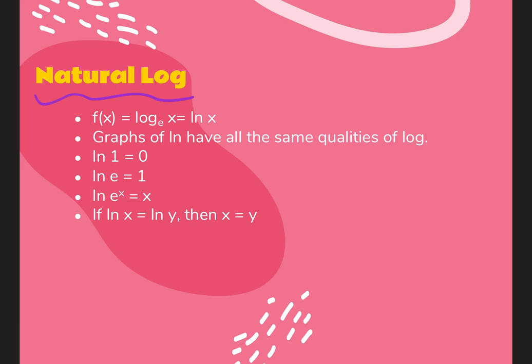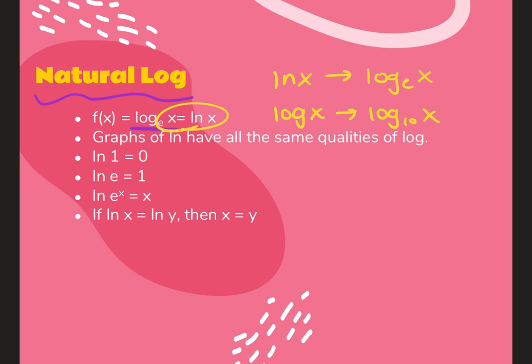So a natural log, remember the natural base is e. The natural log is log base e, and we replace it with ln. So ln of x is the same thing as log base e of x, just like log of x is the same thing as log base 10 of x. It's just something you have to know. Log is the same thing as log base 10. ln is the same thing as log base e.